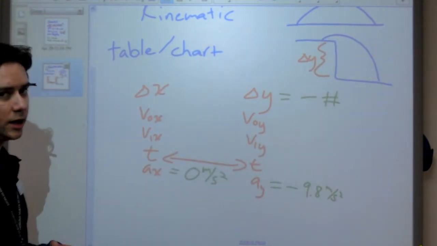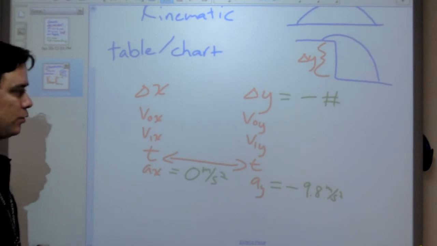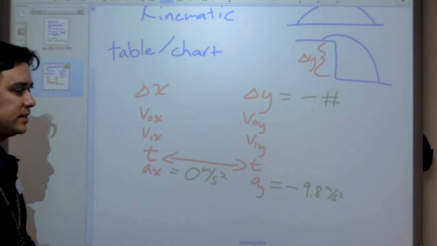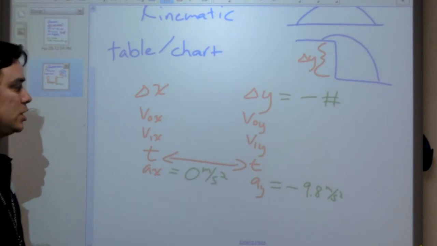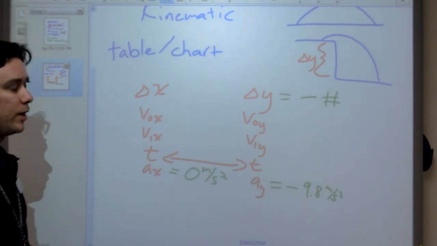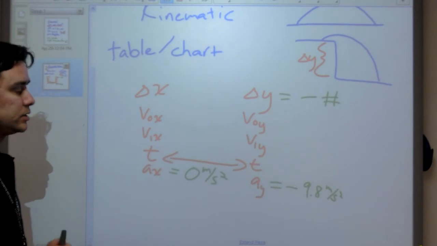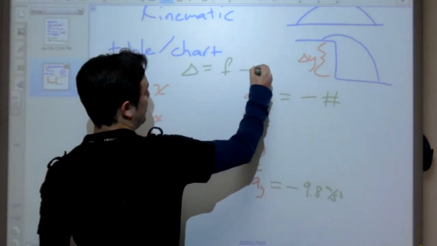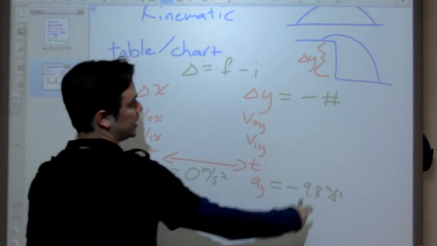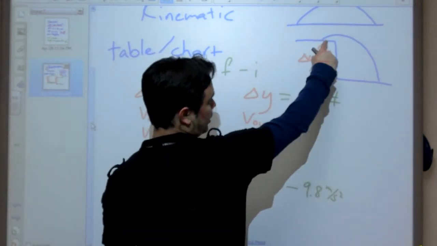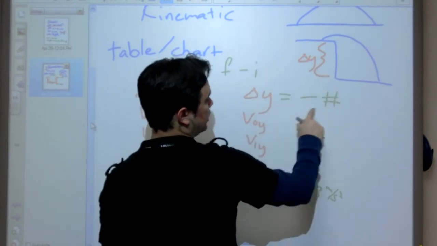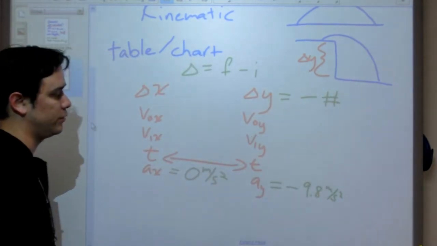Remember, delta is not just change. Be careful with that memory. Most people will respond whenever I ask, what's delta mean? It means change. That's limited. That won't get you whether or not it's a positive or negative. Delta is always final minus initial. In this case, we start off maybe here at 40 meters, and we end at 0. So that's 0 minus 40, giving me negative 40 meters for my delta y.